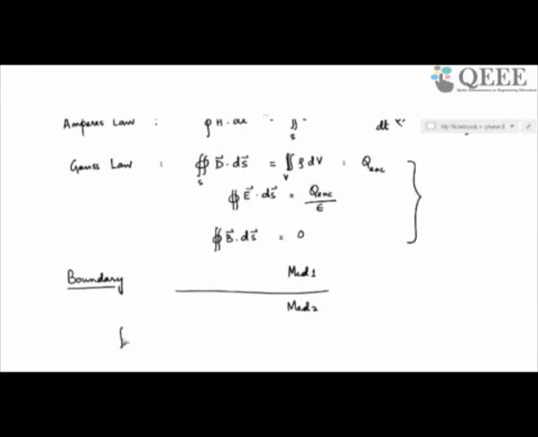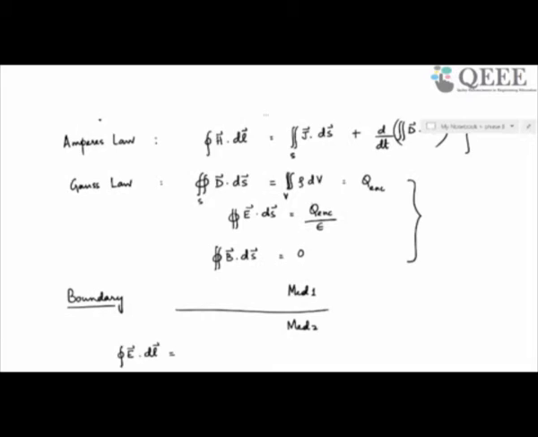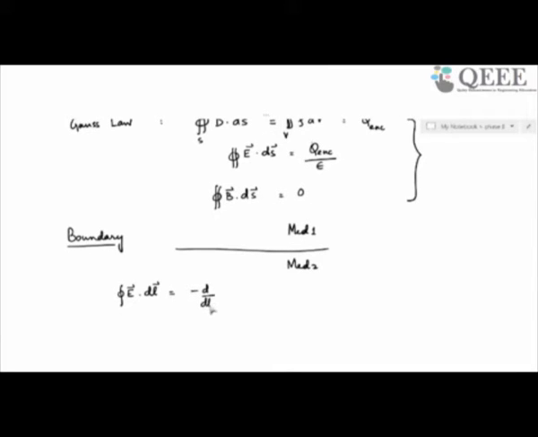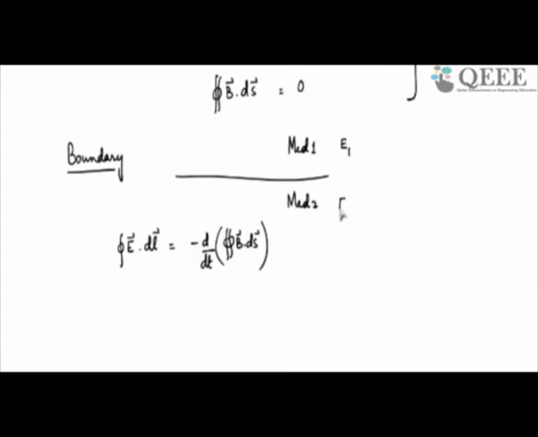Now what do you mean by applying at the boundary? Let us pick up the first equation, Faraday's law: E dot dl is equal to minus del by del t of the surface integral of B dot ds. Assume that we want to apply this on a boundary. Why do I want to do this? I want to find out the electric field. Let us say the electric field in medium 1 is E1; I want to find out what the electric field is in the second medium.